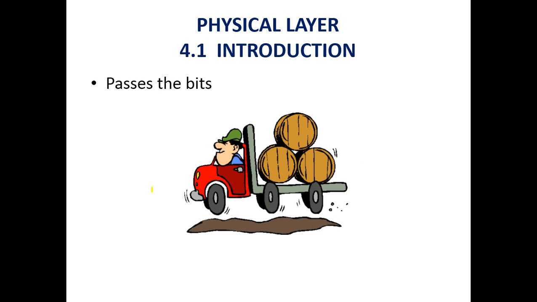If we compare this with the physical layer in the computer network, then the job of the physical layer is to transfer the data 1, 2 and 3 using a communication medium like twisted pair, fiber optic cable, and so on, from one end to the other end, meaning it passes the raw bits from one end to the other end.